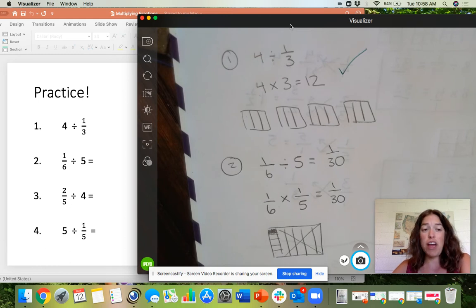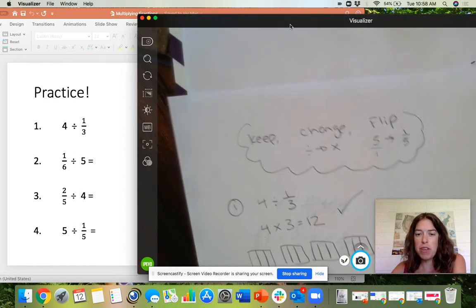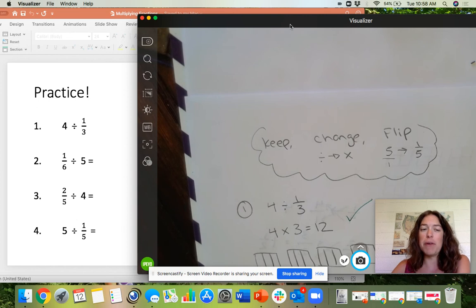All right, I want you to try 3 and 4 on your own, and then we'll check in. Remember, you're going to try keep, change, flip. Draw a model if you get stuck, but I want you to try our strategy of keep, change, flip.